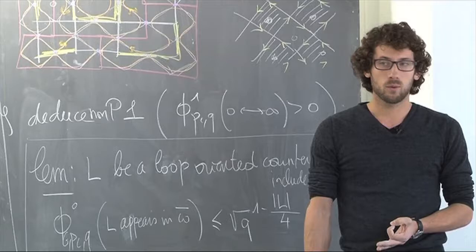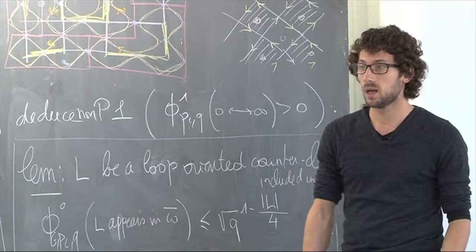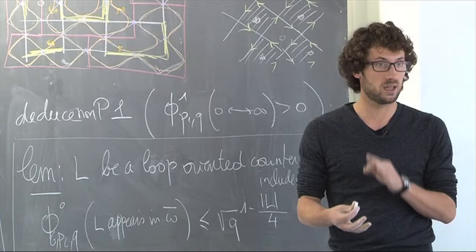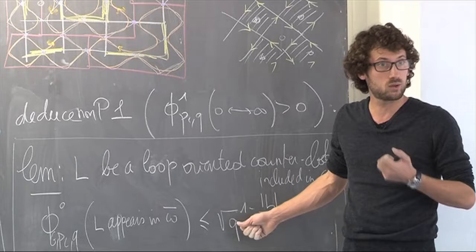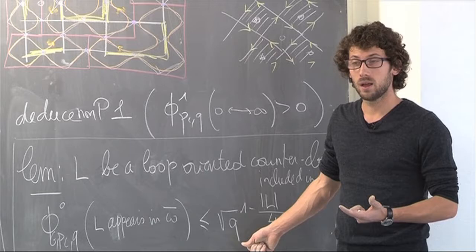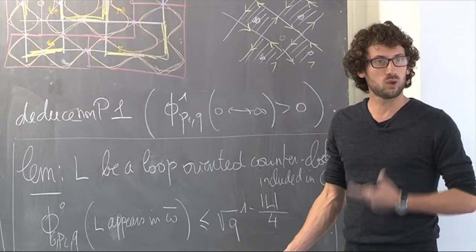Well, anyway, whatever the Q, you don't really want a big loop. Why? Because if you take a big loop, you can remove it and replace it by small loops. And every small loop is going to bring you an additional square root of Q, because the probability of a configuration is square root of Q to the number of loops. So it's always going to be true that you don't really want big loops.